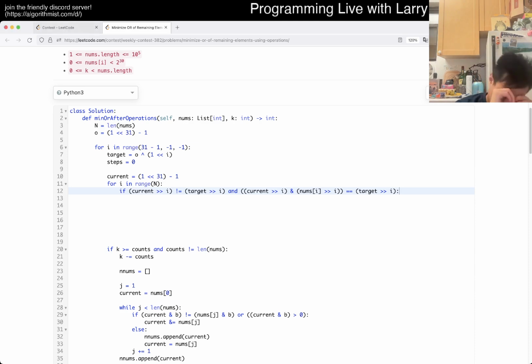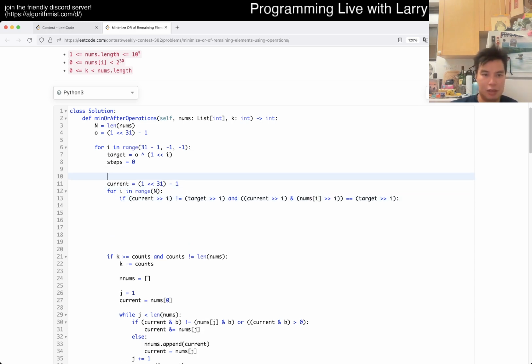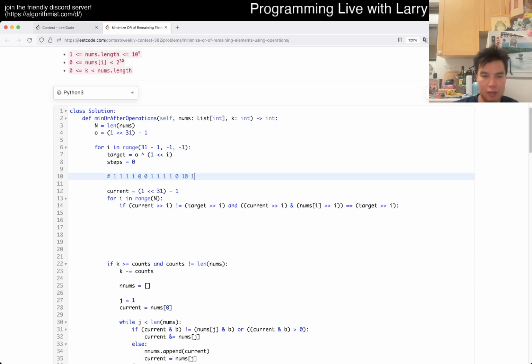How do you count the number of groups? Okay, let's start with one number at a time, Larry. Okay, so let's say you have one. You have one. What am I saying? Okay, so let's say we have something like that, right? And the thing is that we count the number of ones. So how many operations does it take to get this to all 0, right? It's going to be the number of ones. Okay, that part is easy.